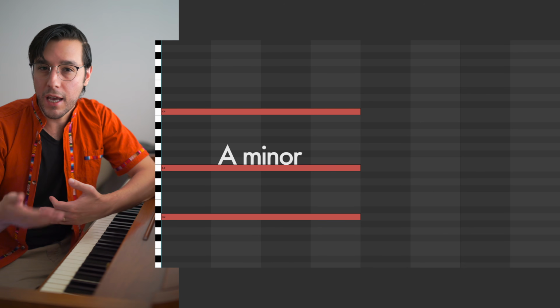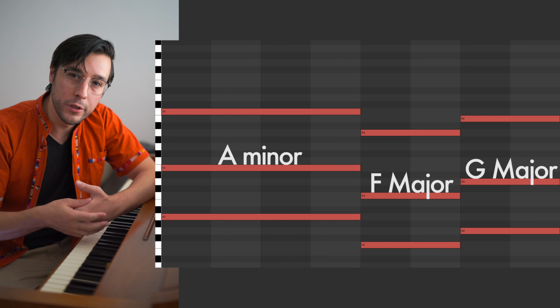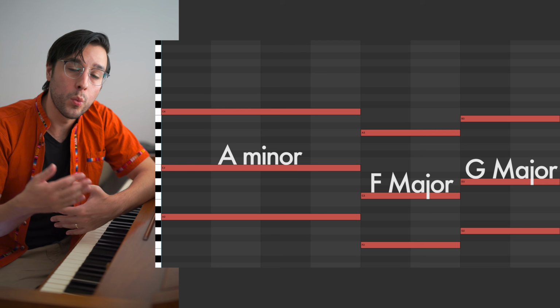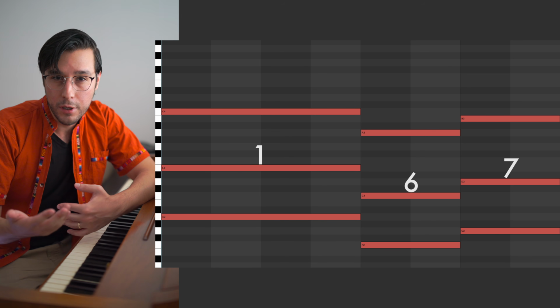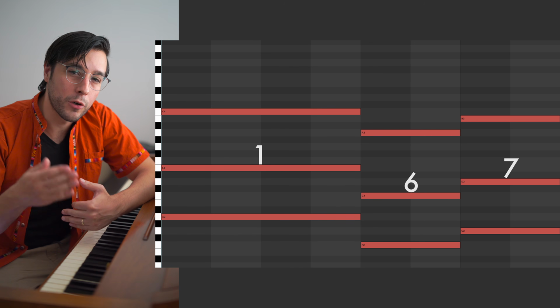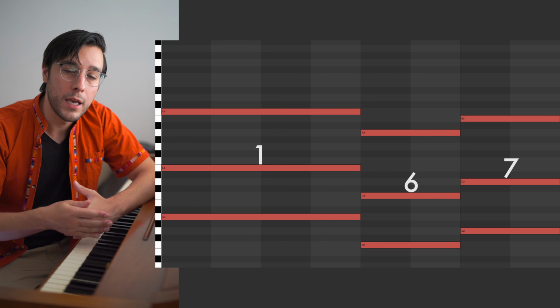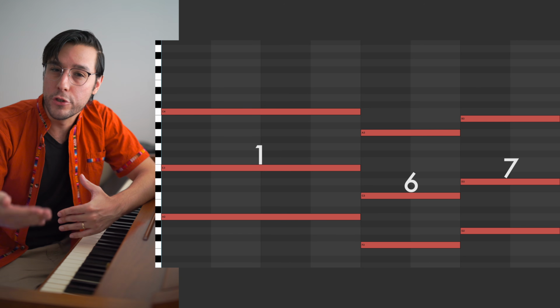To refer to the different chords of the scale, you use the scale degree that chord is built on. So if our chord progression starts on A minor, then goes to F major, and then to G major, we could represent this as 1, 6, 7. But this could be extremely confusing, because how do we know that we're referring to the chords built on those scale degrees and not the notes A, F, and G?